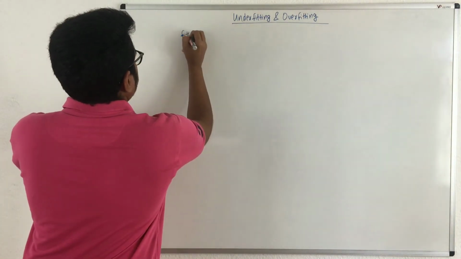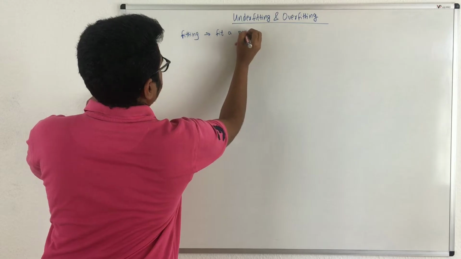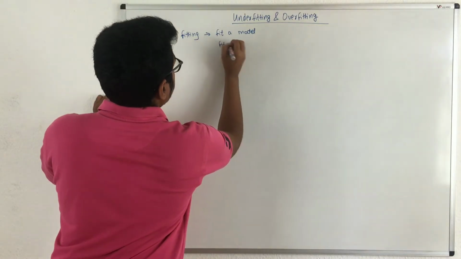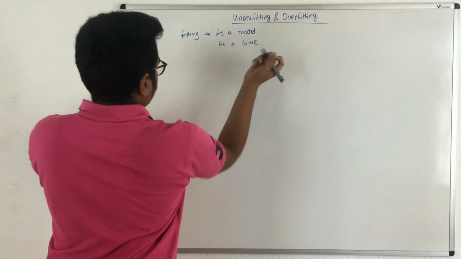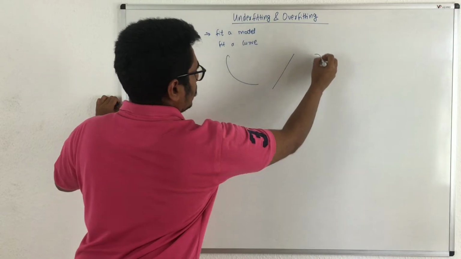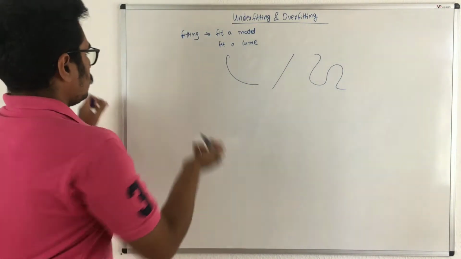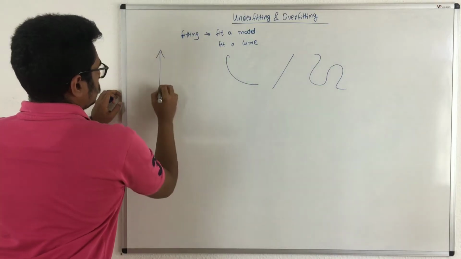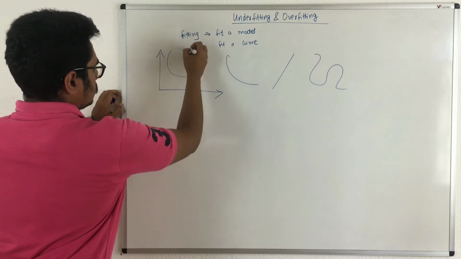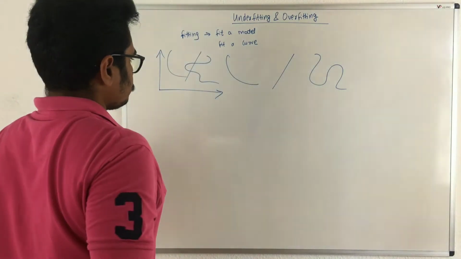Fitting is to fit a model, which means to fit a curve. A curve can be something like this, or like this, or it can be some random shape. So you need to fit a curve. This is represented in 2 dimensions as the y-axis and x-axis, and you have to plot this curve somewhere like this, and it would be in this way.